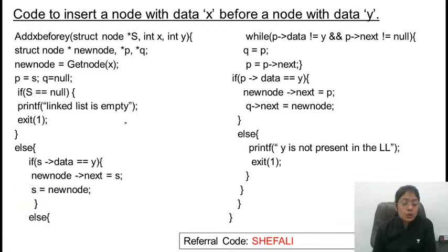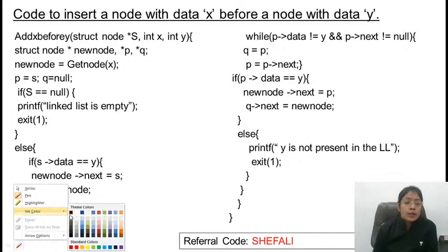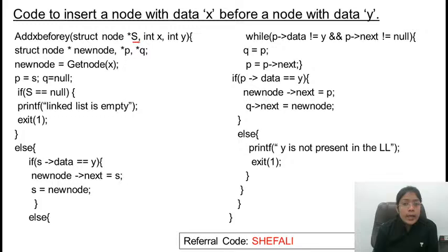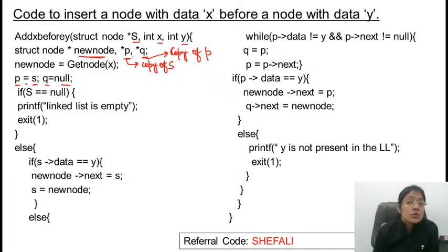So let's write this concept formally. We need to insert a node with data X before a node with data Y. So pointer variable S, X and Y. New node will be holding the address of the new node. P is a copy of S. We are declaring P to maintain the copy of S. And we are declaring a second pointer variable, Q, which will be maintaining a copy of P. Since P is a copy of S, P is initialized with the address stored in the pointer variable S, and initially Q is equal to null because P is pointing to the first node of the linked list.